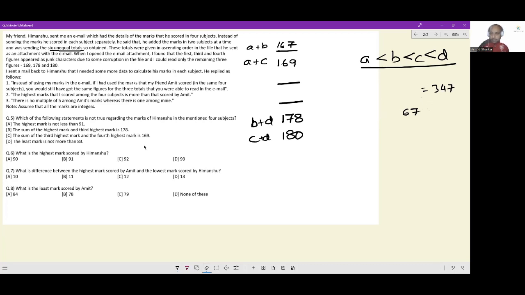Apart from this, let's see. Now that A plus B is 167, A is the smallest value. From here, can I infer A has to be less than equal to 83? A has to be less than equal to 83. Okay. From A plus B to A plus C, the increase in values of 2, which is to say, C has to be B plus 2. C has to be 2 more than B.